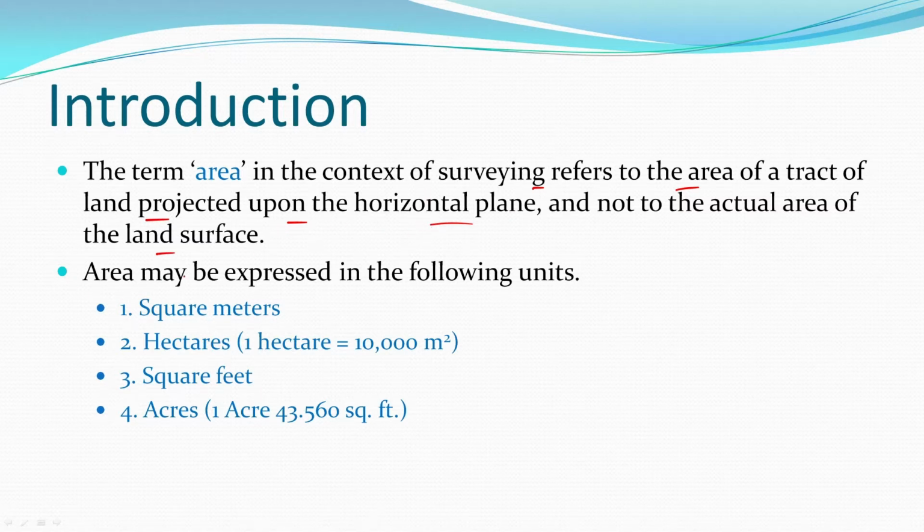So area may be expressed in the following units. Square meter and square feet are the common ones, but hectares and acres are also there. So we need to know about the hectares and the conversion value. 1 hectare equals 10,000 square meters, and 1 acre equals 43,560 square feet. These are very important things we need to know.